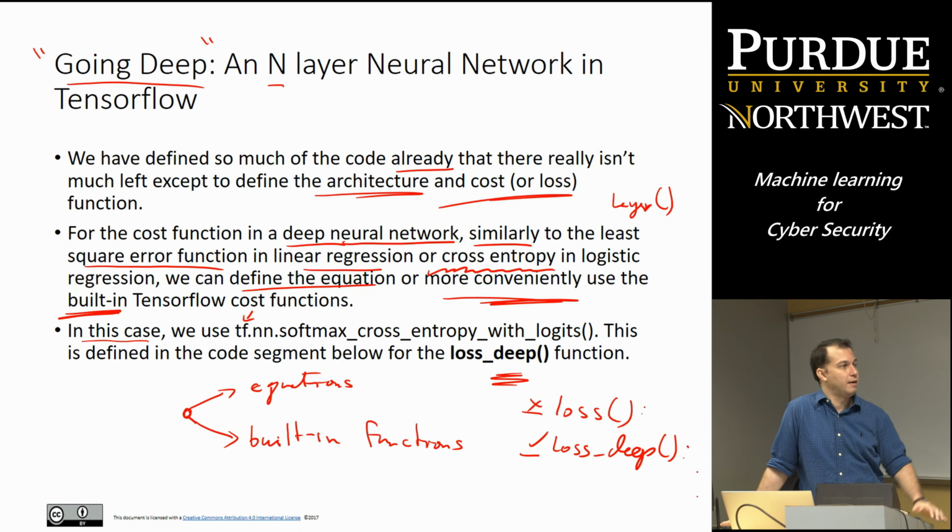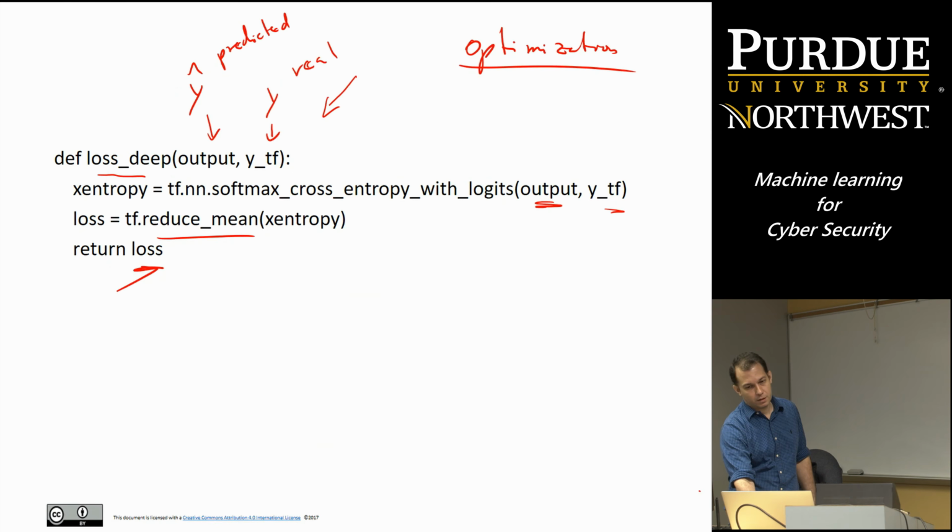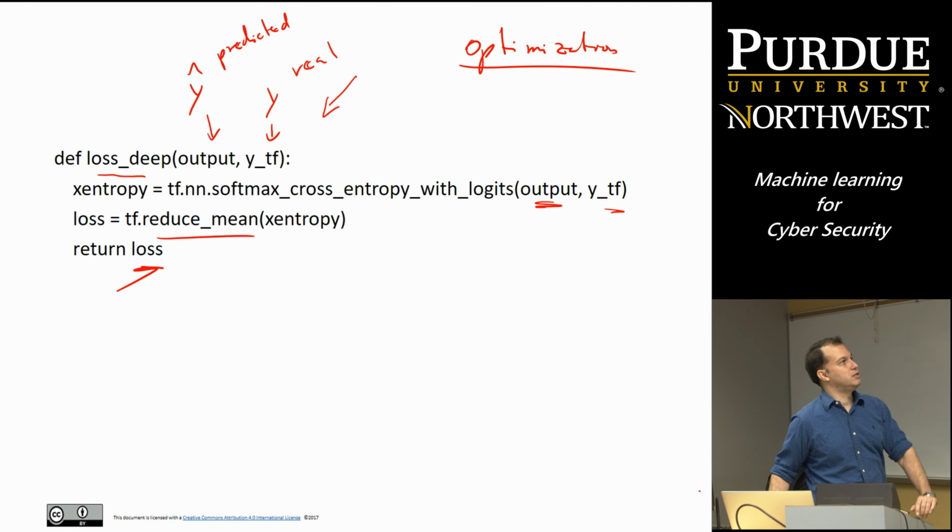Right, so remember I've stressed this: there are equations or built-in functions, use the built-in. So here is the loss deep, pretty much the same thing. Output and y_tf, remember y_tf is the real, output is the y hat or the predicted. So you use tf.nn.softmax, you compare those two, reduce mean, we already learned what reduce mean does, and then that returns the loss function.